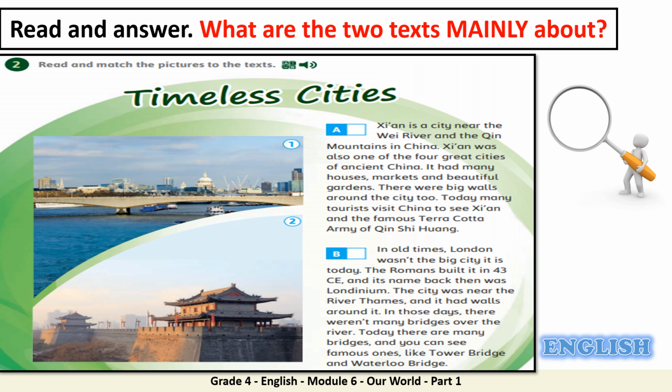In old times, London wasn't the big city it is today. The Romans built it in 43 CE, and its name back then was Londinium. The city was near the River Thames, and it had walls around it. In those days, there weren't many bridges over the river. Today, there are many bridges, and you can see famous ones like Tower Bridge and Waterloo Bridge.